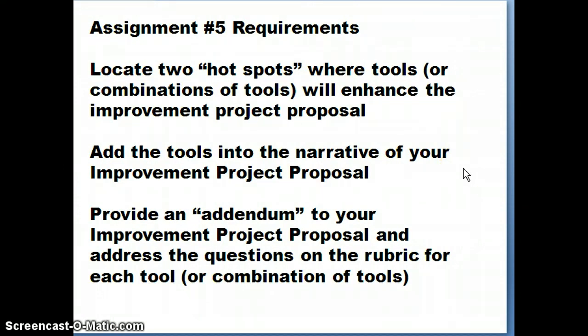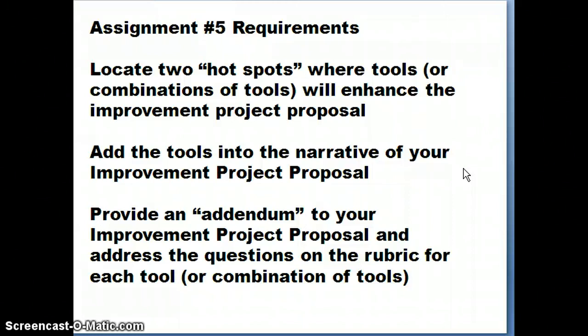So here are the assignment number 5 requirements. Let's start with number 1 first. You're going to locate at least 2 hotspots in your improvement project proposal where tools or combinations of tools will enhance the proposal. Now, this is where the resource guide for assignments number 4 and 5, which specifies 9 hotspots that I've identified, will be really helpful to you.